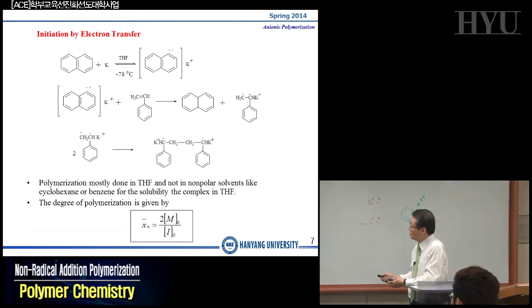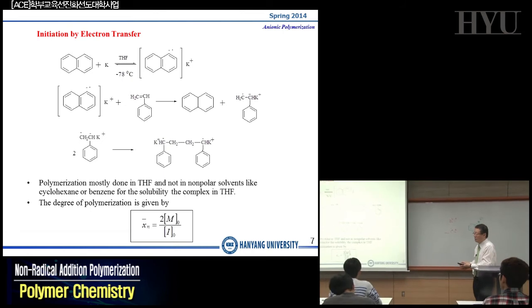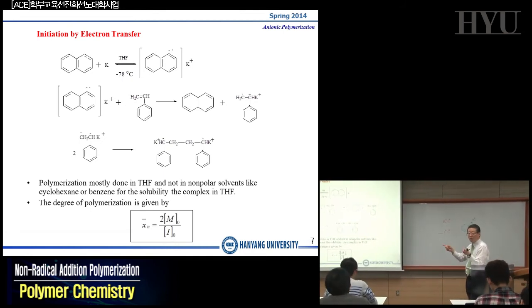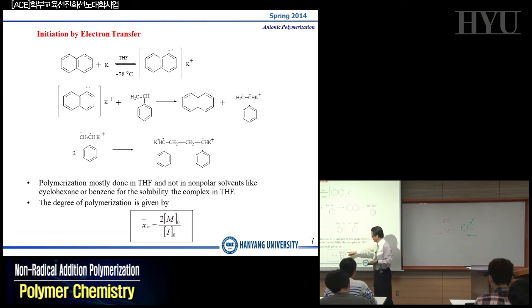Now in this case, you have two carbanions, so the molecular weight of the total will be doubled. That's why K should be 2. Right? K should be 2. So in this way, polymerization is mostly done in THF solvent. THF is tetrahydrofuran.